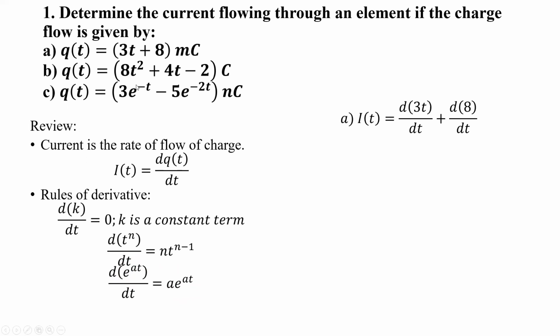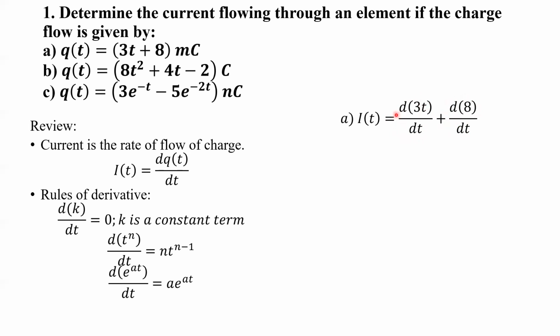Now let's start with the first problem. Here, q(t) equals 3t plus 8 millicoulomb, and we have to take the derivative of both terms, the derivative of 3t and the derivative of 8. The derivative of the second term, this constant term, will be equal to 0. So we only have to compute the derivative of the first term.